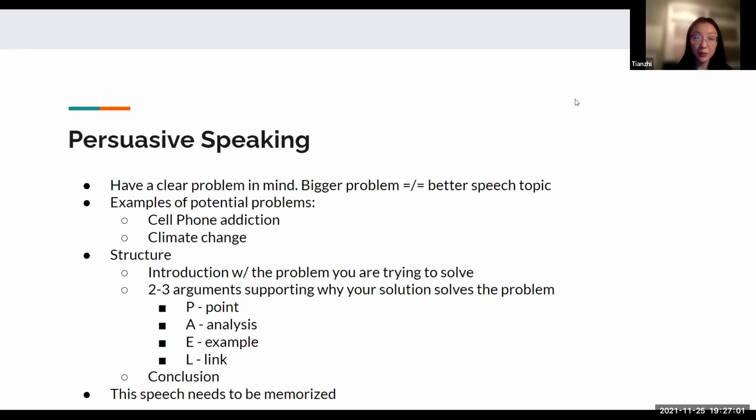This speech does need to be memorized. You are allowed your cue cards or your index cards that are around this big. But again, the more that it is memorized, the higher the mark you are going to get because you have better eye contact with the camera, et cetera, et cetera.